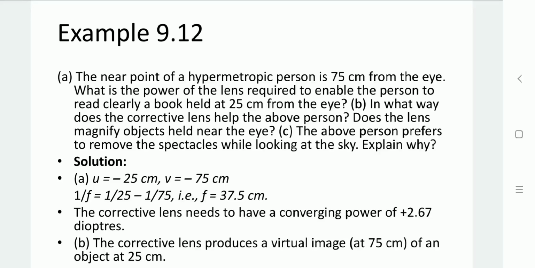And next, the above person prefers to remove the spectacles while looking at the sky. The hypermetropic eye has a normal far point, so it has enough converging power to focus the parallel rays from infinity. By wearing spectacles of converging lenses, it will get more converging power than needed. So the person prefers to remove the spectacles for far objects.